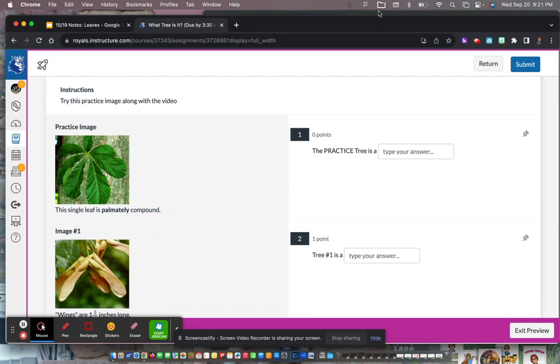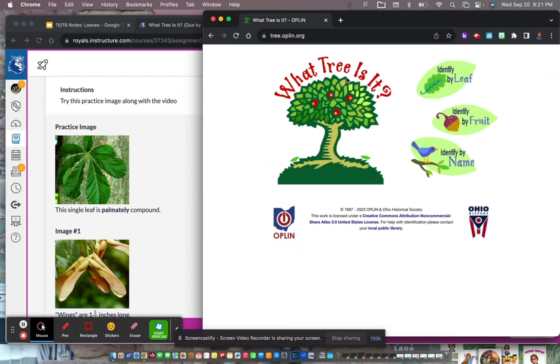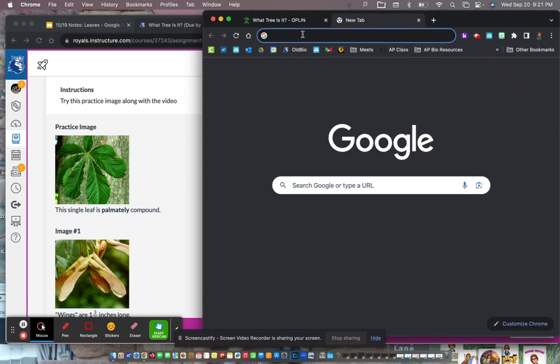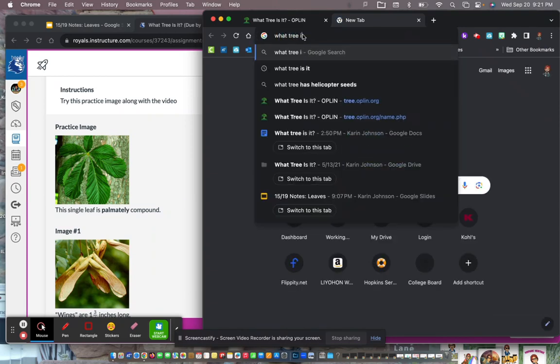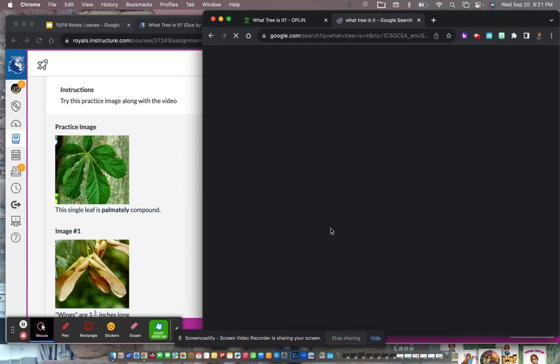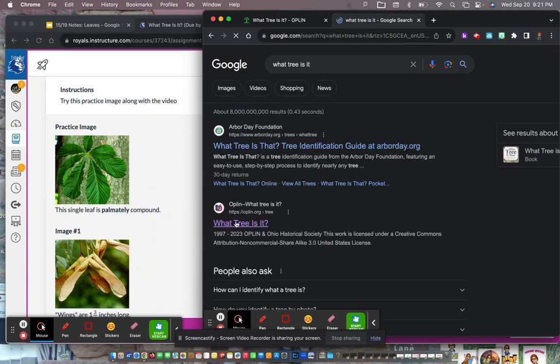So, to do that, you're going to go to a website that's called What Tree Is It? And you can go to tree.opland.org, or you can just type into Google, what tree is it? And we can find it the same way. Give my computer just a second to catch up. What tree is it is usually the second hit. It's this one right here. So there's several different ways that you can get to it.